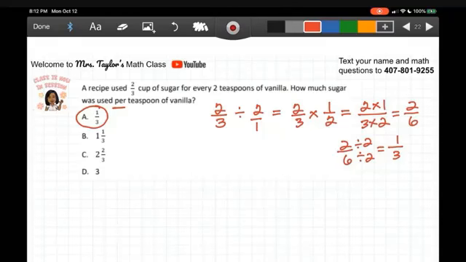Actually, I should write it like this. It's 1/3. When students get into algebra, they have to know how to interpret the meaning of a number, especially when it comes from a word problem. So getting in the habit of telling what the final answer means will help with interpretation for later in algebra. So this is 1/3 cup per teaspoon. Or you could say 1/3 cup of sugar per teaspoon of vanilla. Alright, let's go to the next one.